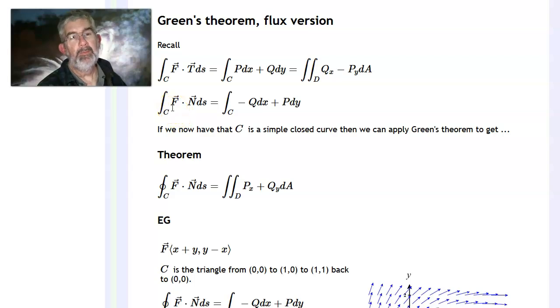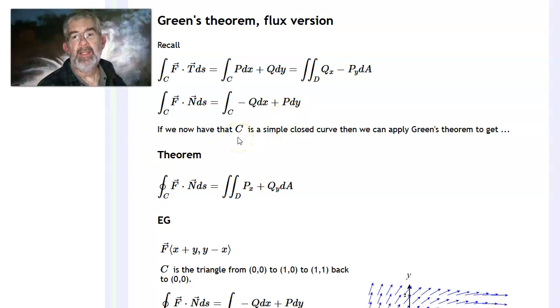So where F here is P, Q and N is y prime, negative x prime, it's the Q that gets multiplied by the negative x prime, and it's the P that gets multiplied by the y prime. Hence, things get switched around here, right? The minus Q gets multiplied by the x prime, so that's the dx times dt. And likewise, the P gets multiplied by the y prime dt, and that's the dy.